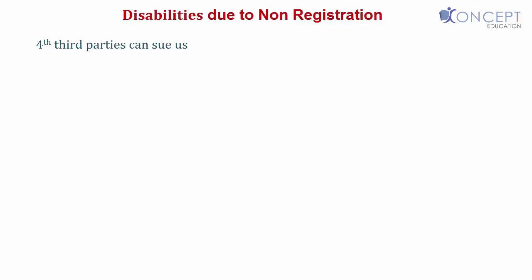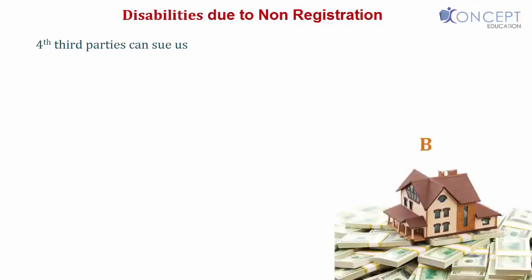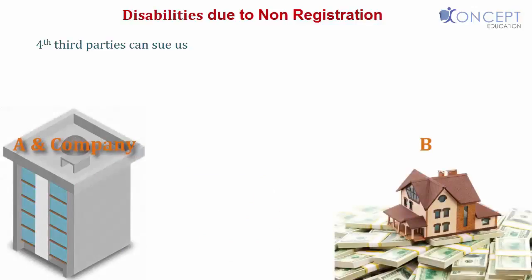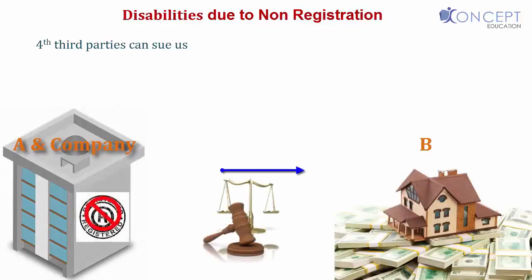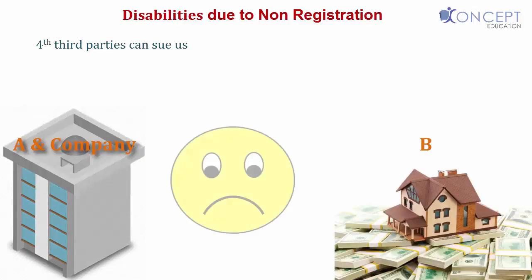Like in our previous example, a third party can sue us, but we cannot sue third parties because we are unregistered. So you see, this is really bad.